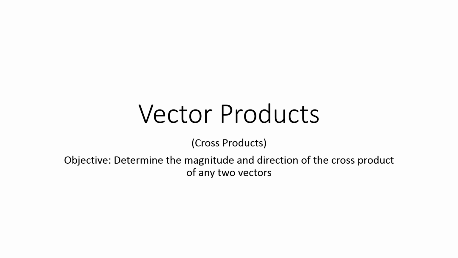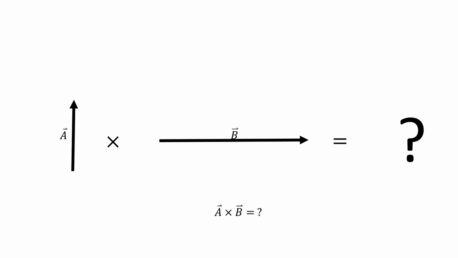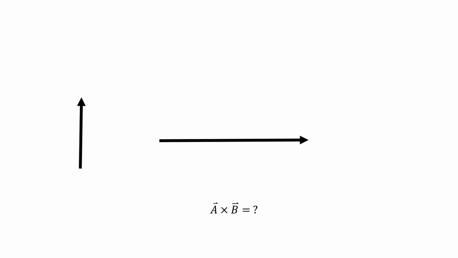In this video, we will discuss the calculation of the cross product between any two vectors. It is often desirable in physics to multiply two vectors together such that they create a new vector. This is known as the vector product or cross product. To perform this operation, imagine the vectors starting from the same point.